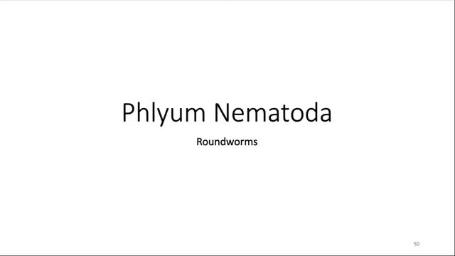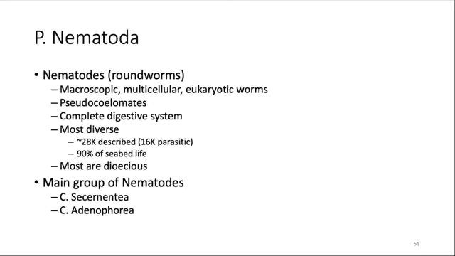In this lecture, we'll look at the phylum Nematoda, the roundworms. We'll look at the phylum Annelida, the segmented worms, and then the phylum Arthropoda, where we'll just look at the insects and the arachnids. For the phylum Nematoda, these are the roundworms.